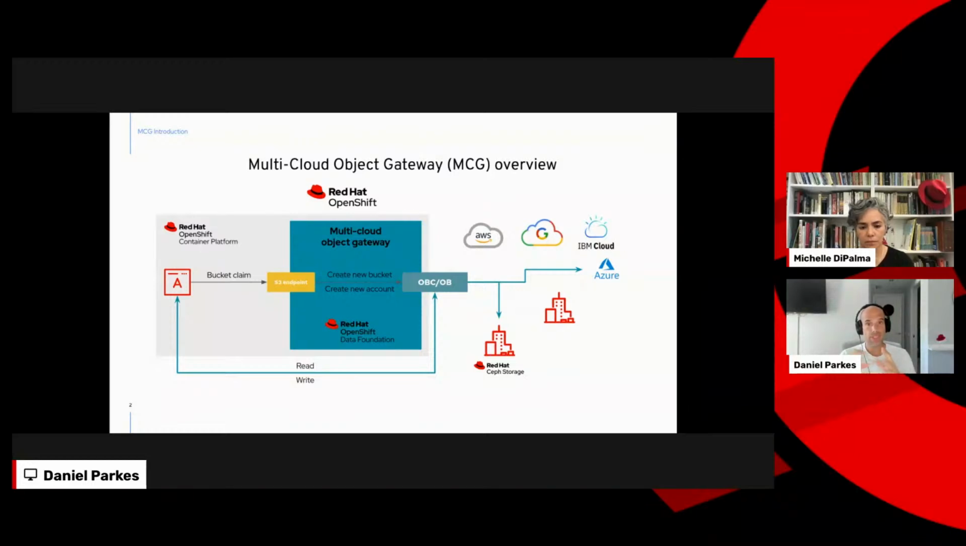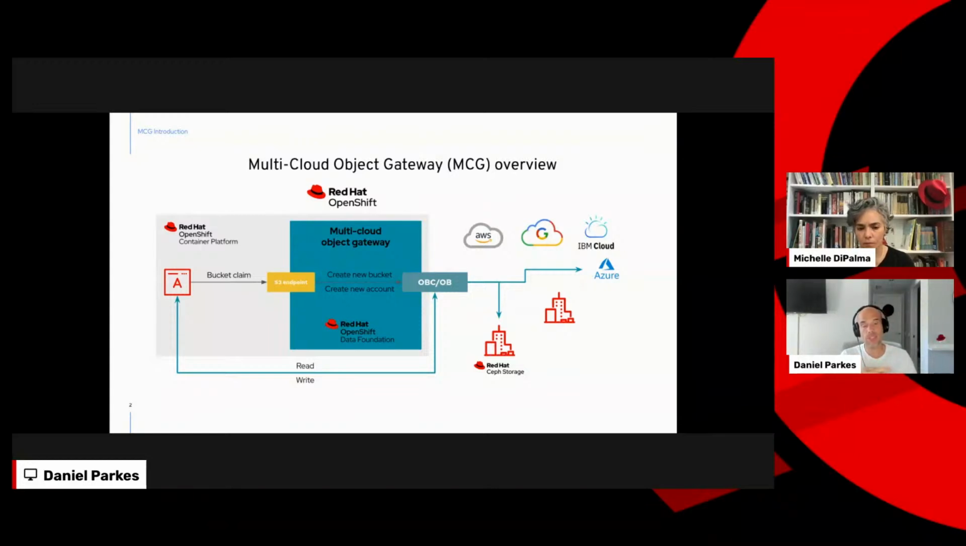So MCG, when a user creates an OBC, what it's going to do for you is create a dedicated bucket for that application, for that developer, and it's also going to create a Nuba or MCG account that is going to give you an access key and a secret key, a way to authenticate against the S3 endpoint and start using the storage.